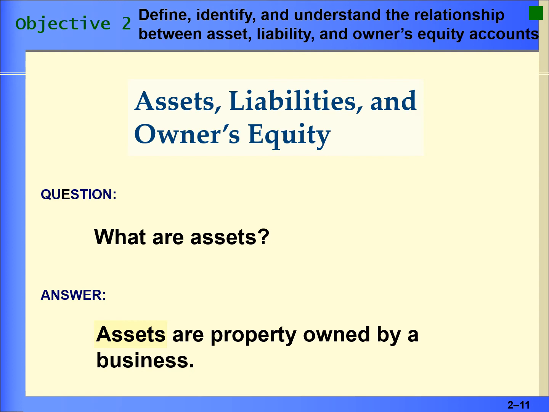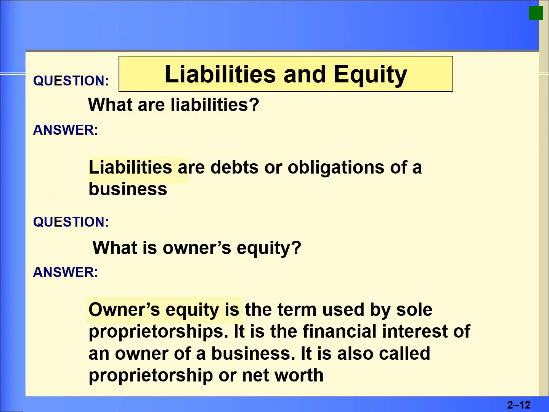Okay, so we're going to get into some definitions here. So there's some questions. What are assets? And it says, assets are property owned by a business. So I'll just kind of keep it real simple. Think of an asset as something that you own. Okay, think of assets as what you own. Likewise, when you're defining a liability, it says definition, liabilities are debts or obligations of the business. I'll keep it simple. Liabilities are what you owe. Okay, so if assets are what you own, liabilities are what you owe.